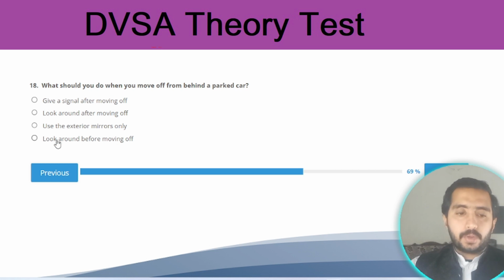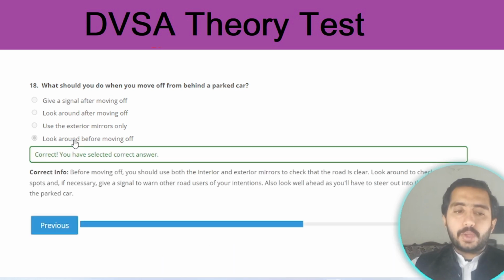Option D is the correct one. Look around before moving off.